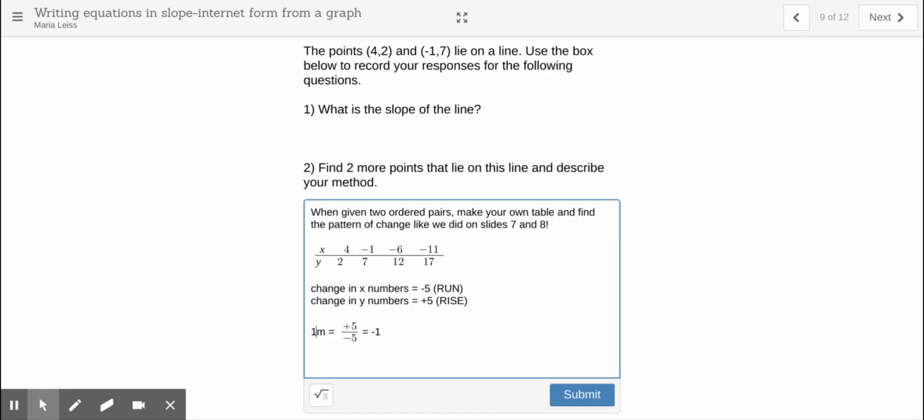This is question 1 here. Question 2. My 2 more ordered pairs are negative 6, comma, 12. And that should be a comma. By the way, ordered pairs must be written in parentheses, or they're just a list of numbers. Negative 11, 17. So that is how you find slope and sometimes the equation when you're not given a graph.